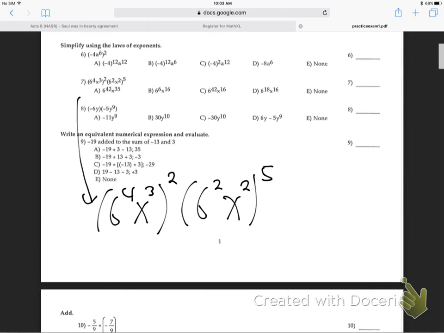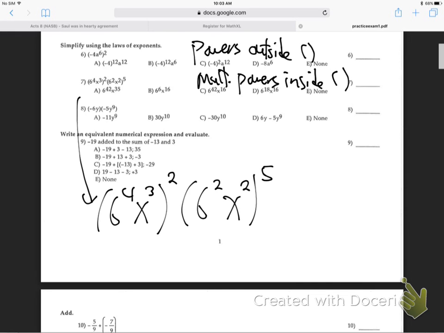So what's the fundamental rule when we see powers outside of parentheses? Multiply the powers inside. Yeah. Powers outside, right. Let me write that again. That's a real important rule. You want to know: powers outside parentheses multiply powers inside parentheses. Absolutely good. So that power is going to go boom, boom. And this power is going to go boom, boom. So that would be 6 to the 8, x to the 6, 6 to the 10, x to the 10.